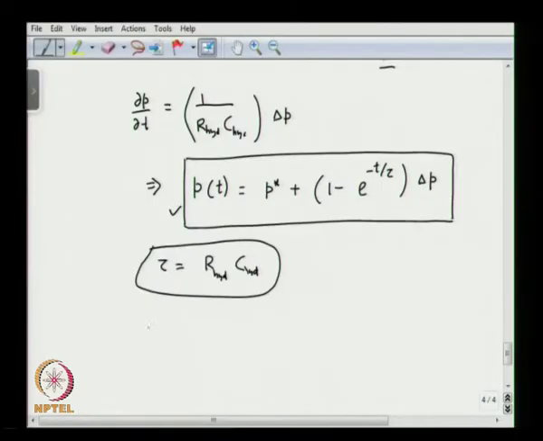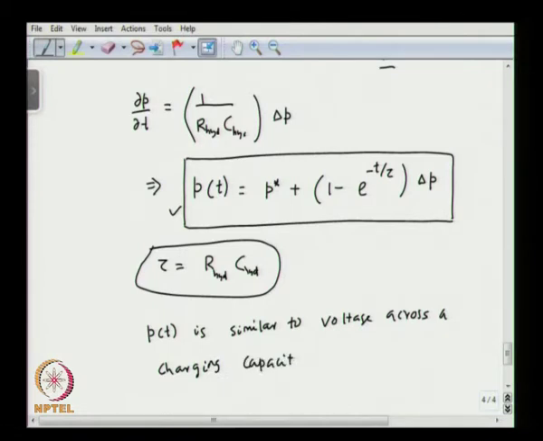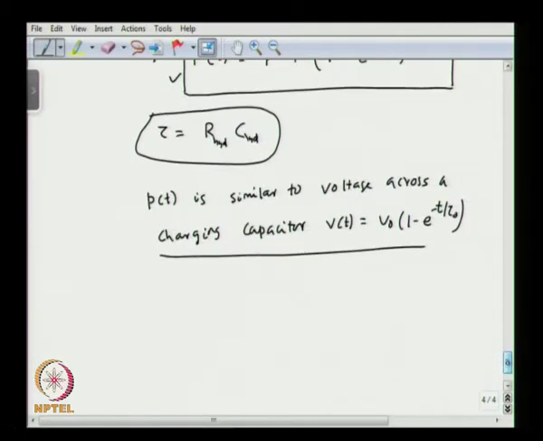If you look at this term, it is very similar to how the voltage changes with time in the case of a charging capacitor. Similarly, the pressure is going to change with time. So, P(t) is similar to the voltage across a charging capacitor, where V(t) varies as V0 into 1 minus e to the power minus t over tau. If you have an electrical capacitor and a source, the charging occurs in a similar way. In the same fashion, the pressure of the gas is going to change over time.